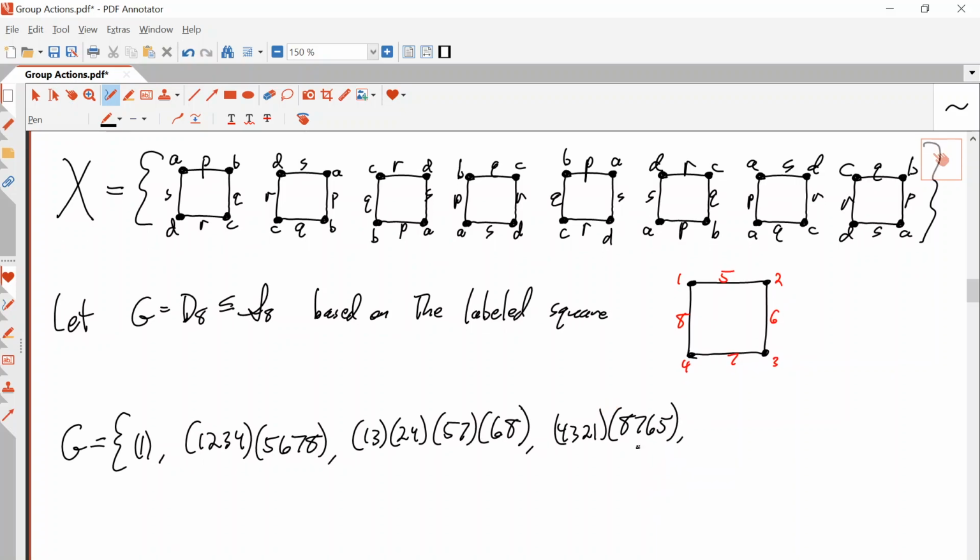Reflection on the vertical line. 1 goes to 2, 3 goes to 4 for the corners. But then S goes to Q, or Q goes to S. And then P and R stay the same, or 5 goes to 7.